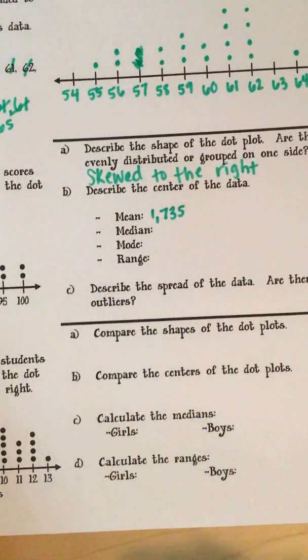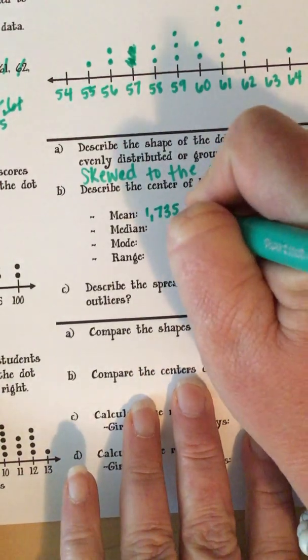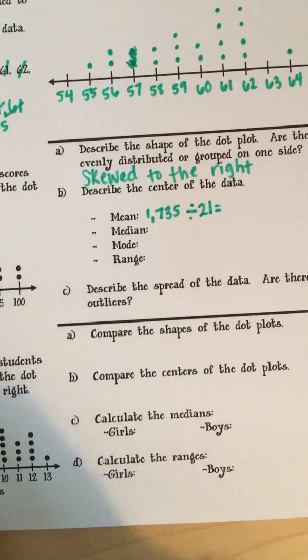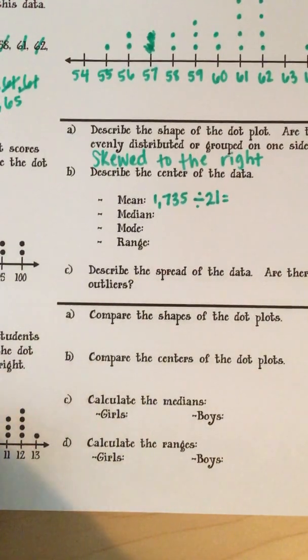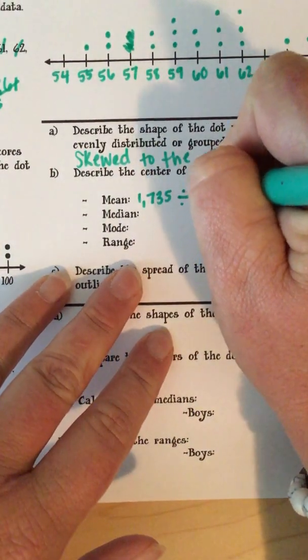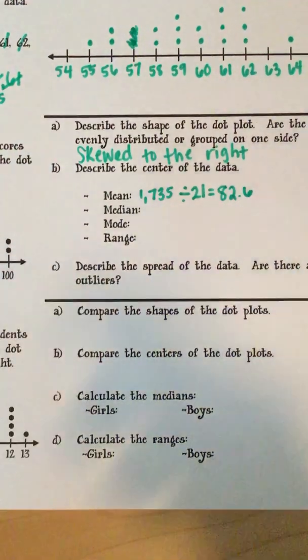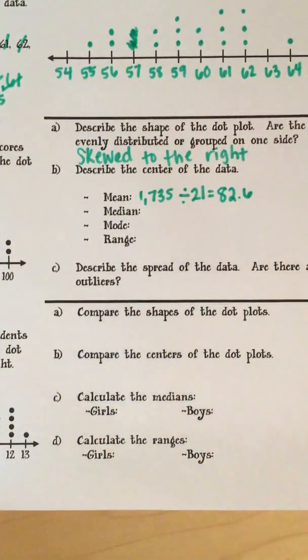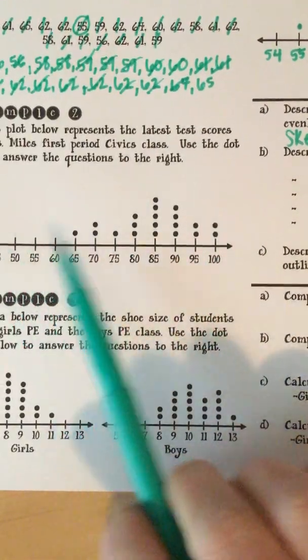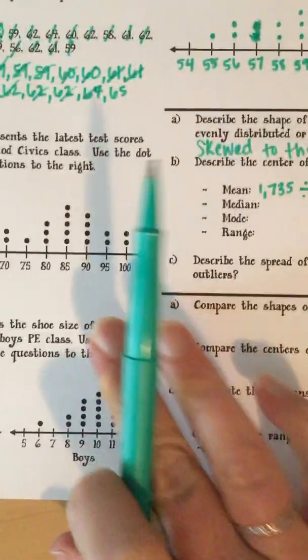So I take 1,735 and I'm going to divide it by 21, because again, this is how we find the mean. You got to add up all your numbers and then divide it by the total number in your data set. And this gives me 82.6. Well, it's a much larger decimal, but we're just going to use that. So the mean score of these test scores is 82.6.